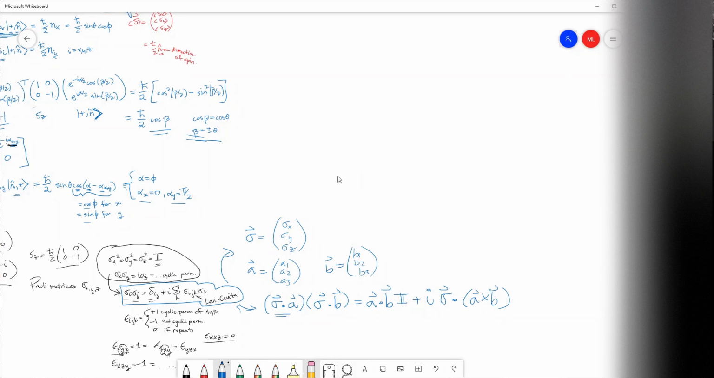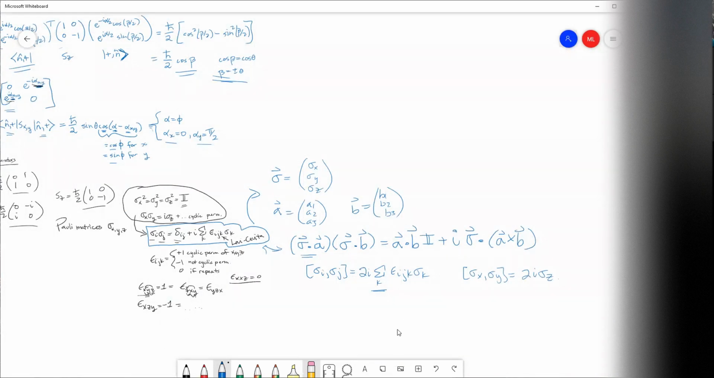And I guess the other thing is sometimes it's useful to know the commutation relations, and those are just given by 2i sum over k epsilon ijk sigma k. Usually the sum here, because of the no repeats rule, usually just gives you one term in the sum. So if you try this with x and y, what you'll get is 2i sigma z, like that. So that's how it works. But you'll get some practice doing this kind of thing on homework 3.